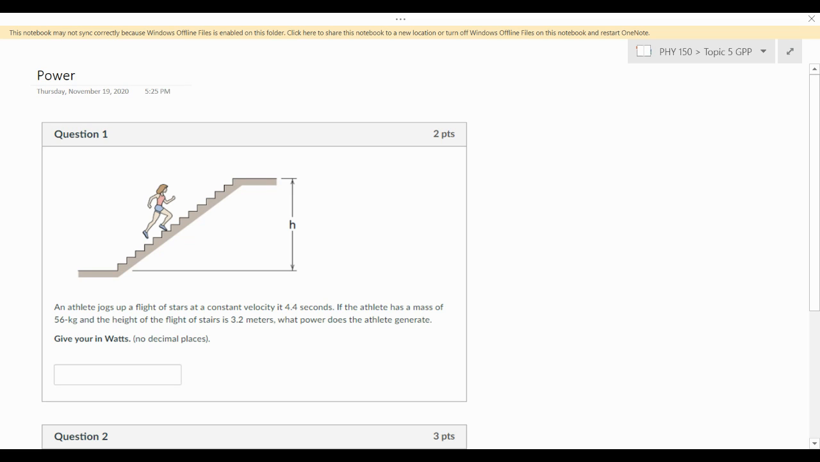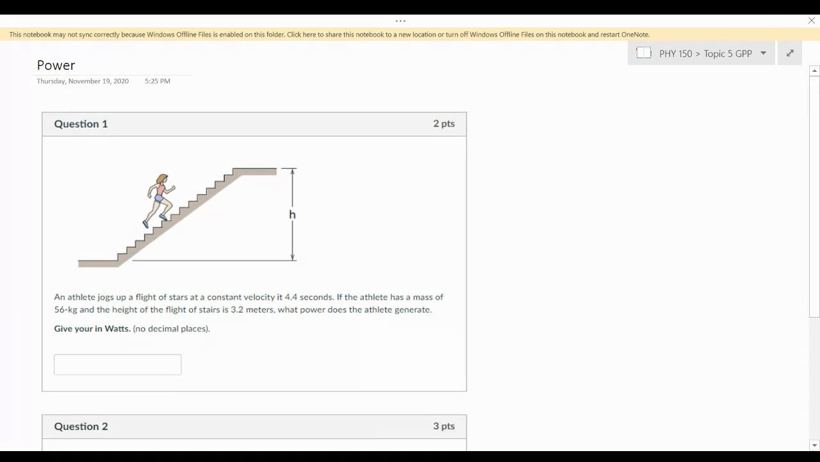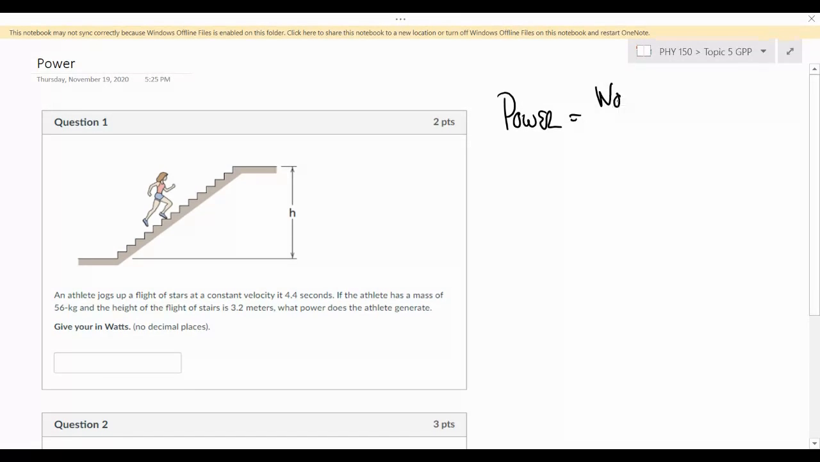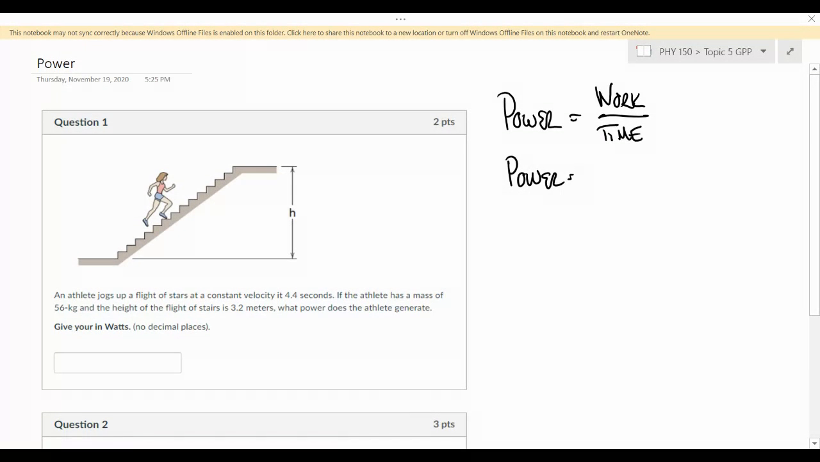Let's investigate a couple of problems that involve power. So the definition of power is simply work divided by time. It's the rate at which you do work. So pretty straightforward. We can actually then say power is simply equal to whatever work we're doing.